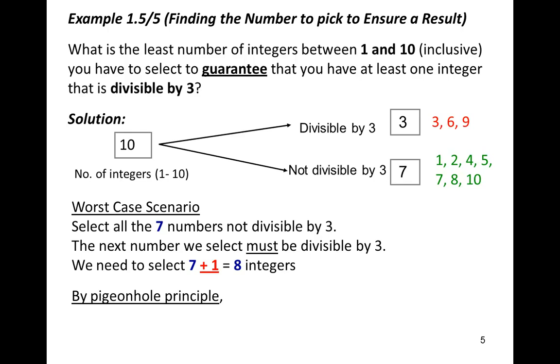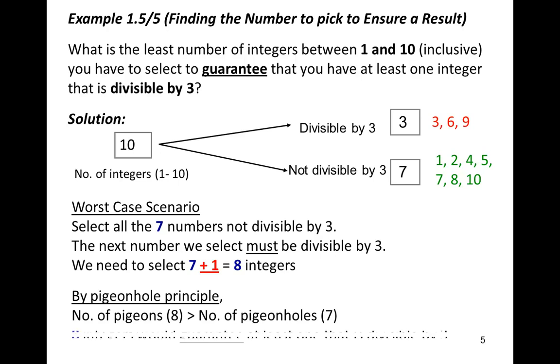Therefore, by the pigeonhole principle, since the number of pigeons is more than the number of pigeonholes, in this case 8 is more than 7, therefore 8 integers will guarantee at least one that is divisible by 3.